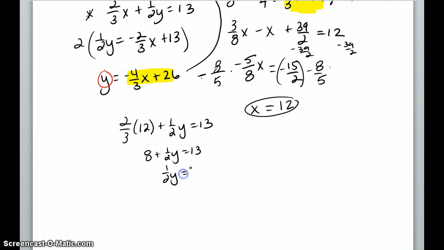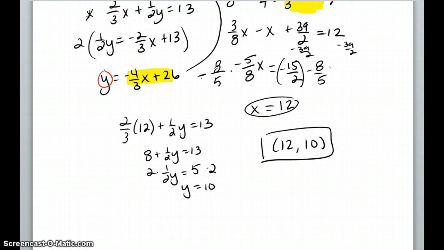Subtract the 8, multiply by the reciprocal, and you get y to equal 10. So your ordered pair is 12, 10. That's about as complicated as the substitution problems are going to get. So if you do okay on this problem, you should do fine.